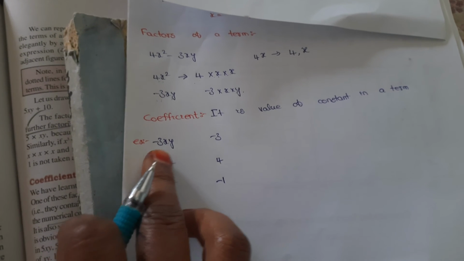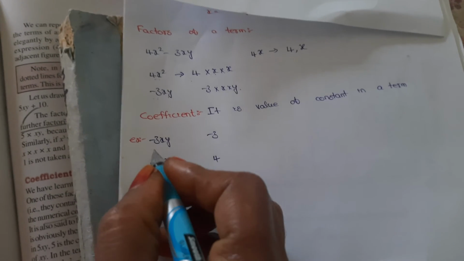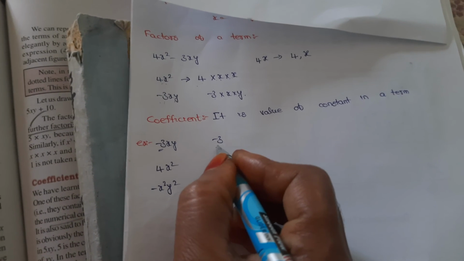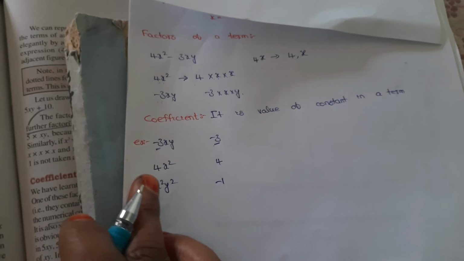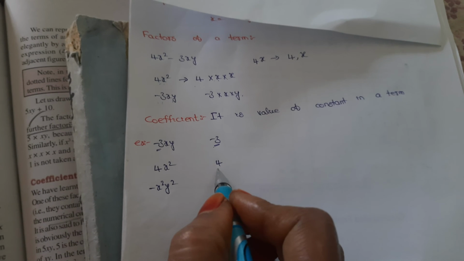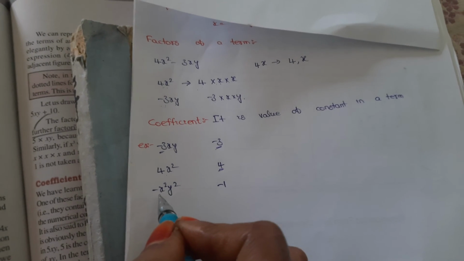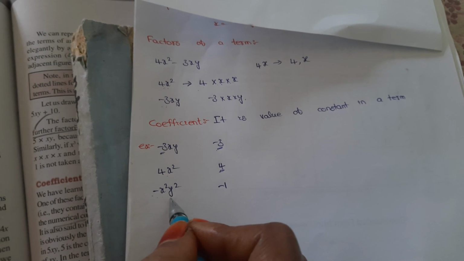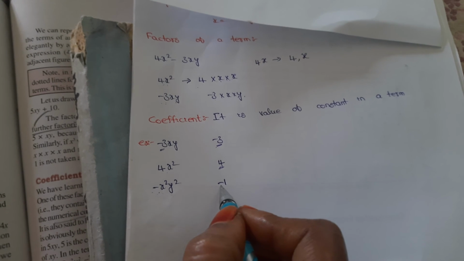For example, if the term is minus 3xy, the numerical value or constant is minus 3. Therefore, here minus 3 is the coefficient of minus 3xy. Likewise, in the term 4x square, the value 4 is called the coefficient of 4x square. For example, if we have minus x square y square, it is a term. In this one, the coefficient value is minus 1.